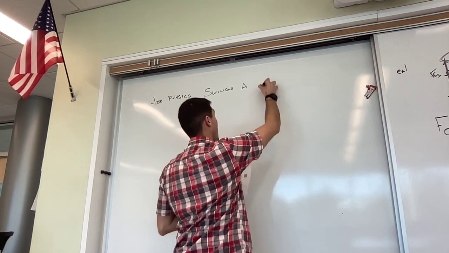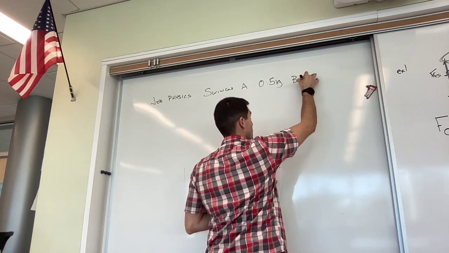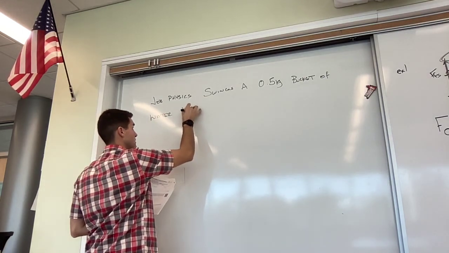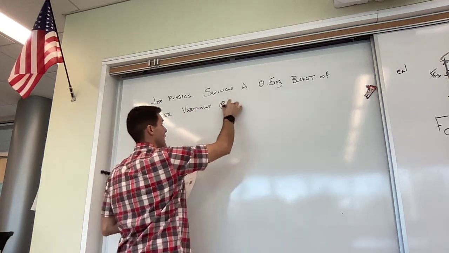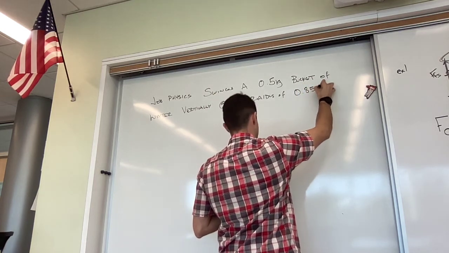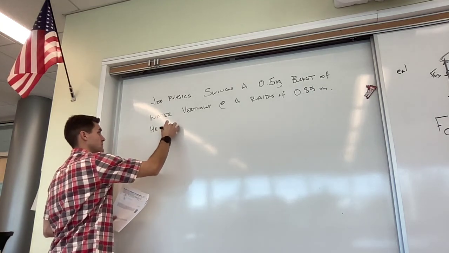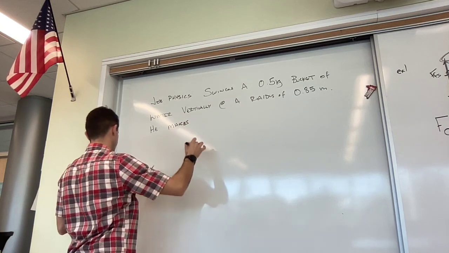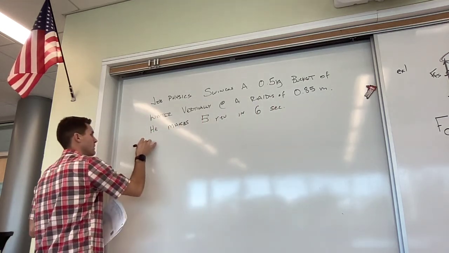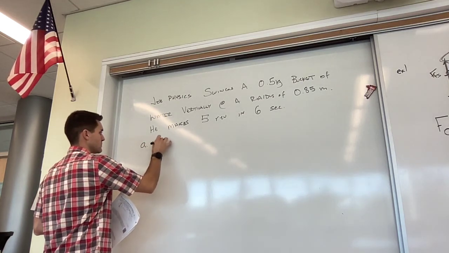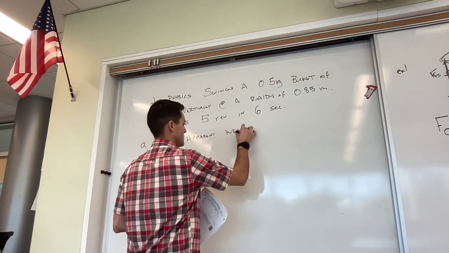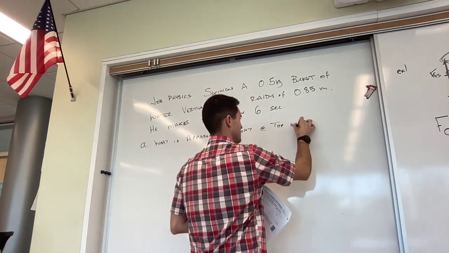swings a 0.5 kilogram bucket of water vertically at a radius of 0.85 meters. He makes 5 revolutions in 6 seconds. I have 2 questions for you. Question 1. A, what is the apparent weight at the top and bottom?